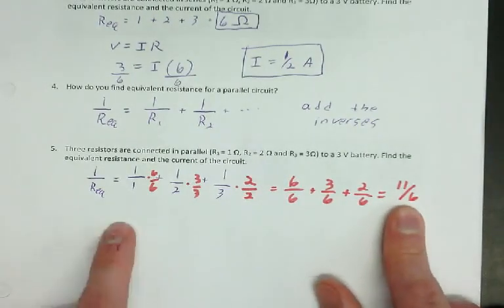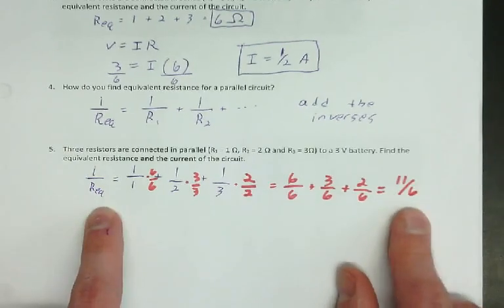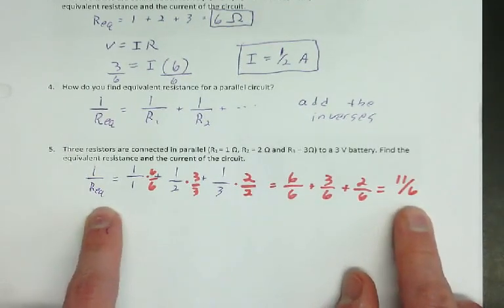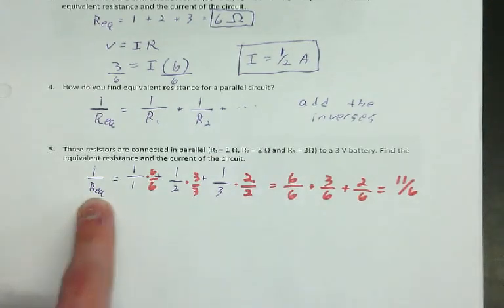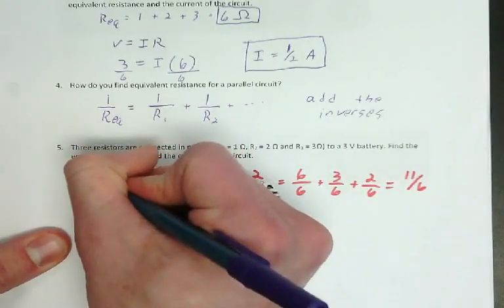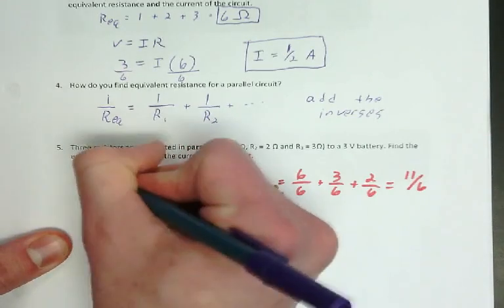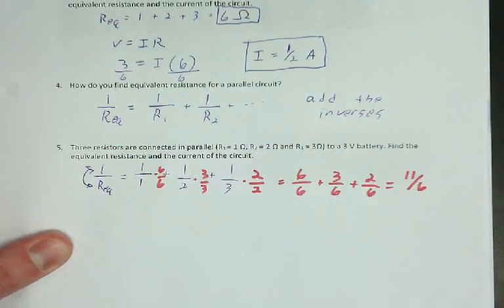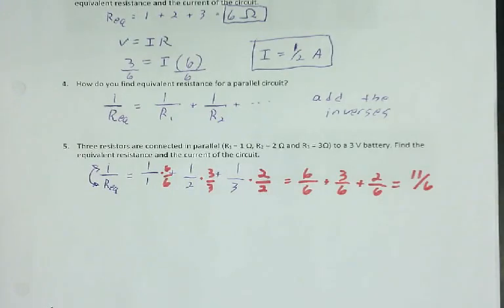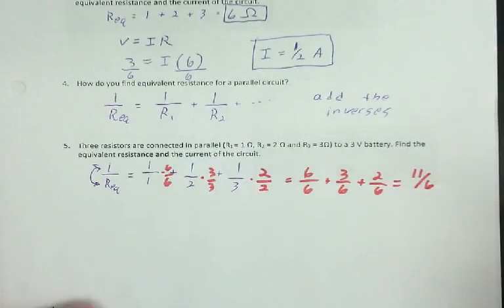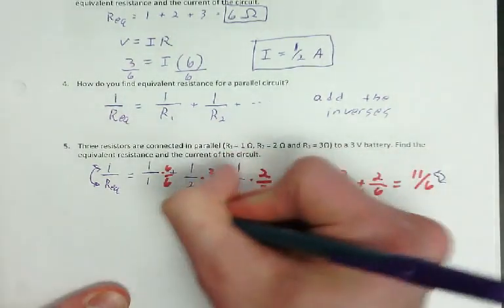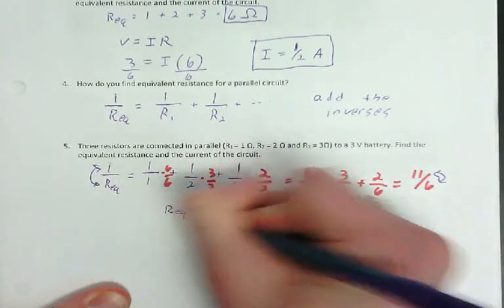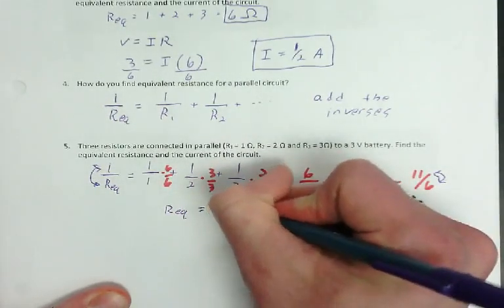But this is not the answer. 11 sixths is not the answer. That's 1 over R. I don't want 1 over R. I want R. I have to flip this to get R over 1 instead of 1 over R. If this is a decimal, you have to take 1 divided by the decimal value, and you're going to get something nasty. If you leave it as a fraction, all you have to do is flip the fraction. So this becomes R equivalent equals 6 over 11.